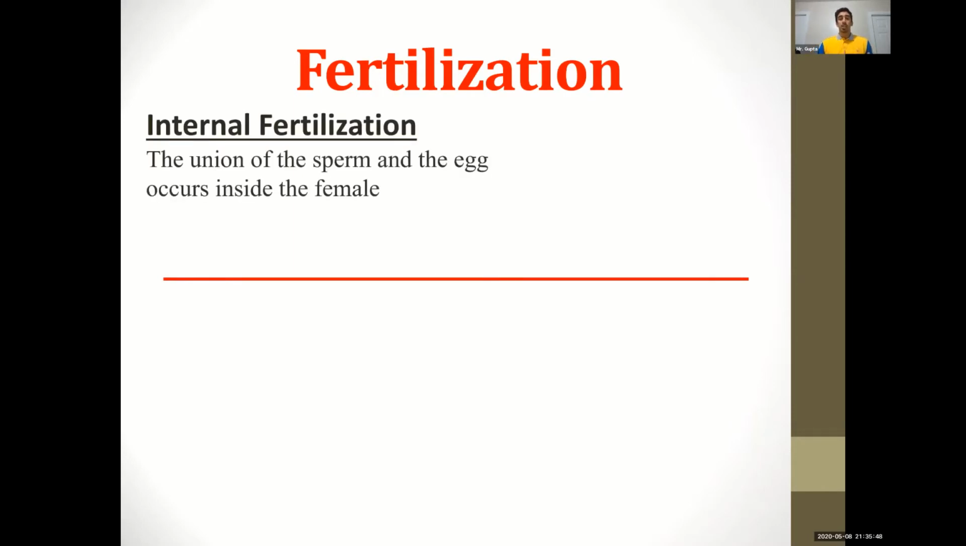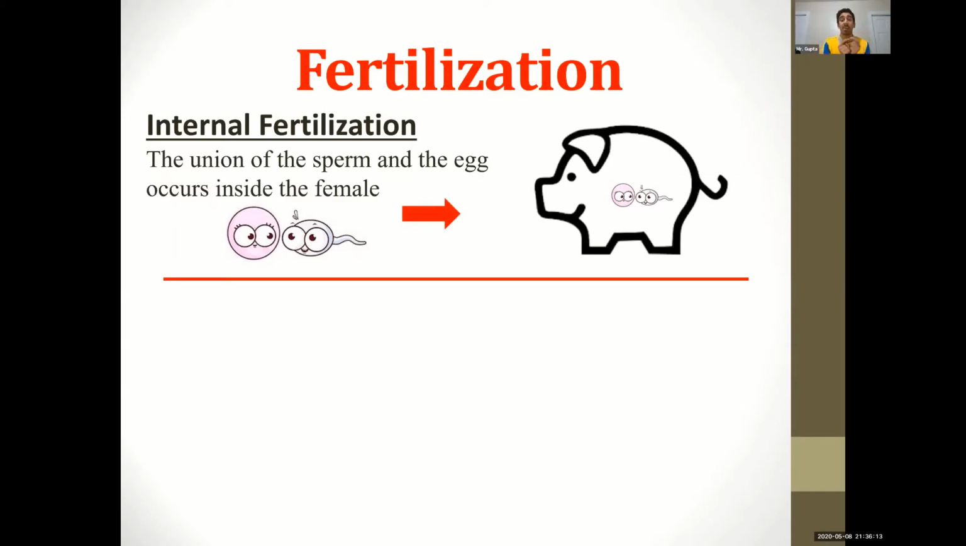So let's start off with fertilization, and we'll look at internal fertilization first. So in internal fertilization, the union of the sperm and the egg occurs inside the female organism. So the sperm and the egg, they fuse, they come together, they join inside of an organism. So let's look at the images just to get a visual understanding. We have a sperm and an egg. We have that same sperm and an egg a little bit later, but you'll notice it's inside of an organism. So I'll circle it just so you can see it. The sperm and the egg, they come together inside of the pig.